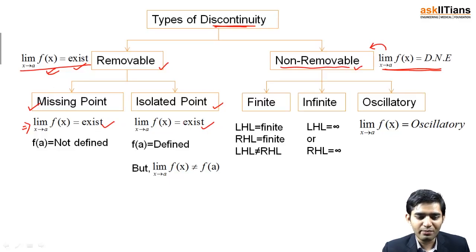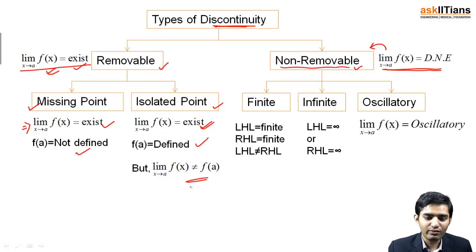But in the missing point type, the value of the function will also not be defined, right? The limit exists but the value of the function is not defined. In the isolated point case, the limit exists and the value of the function is defined, but both of them are not equal, right?